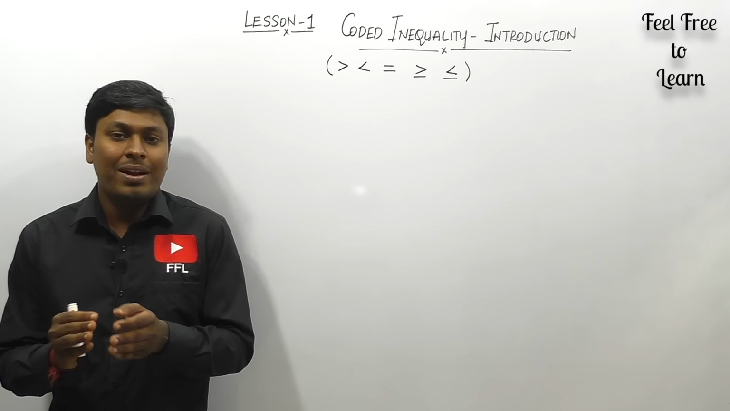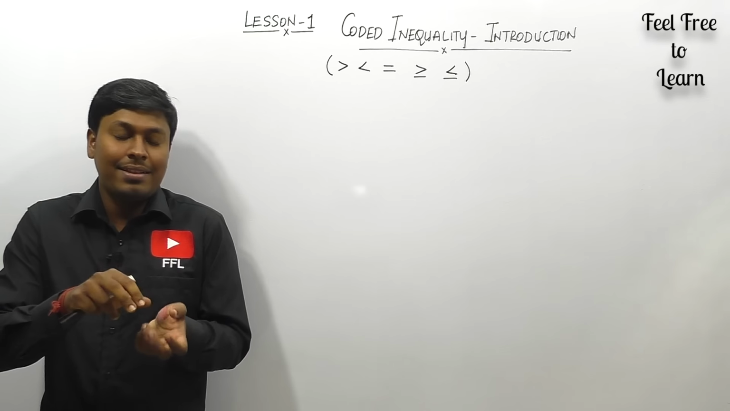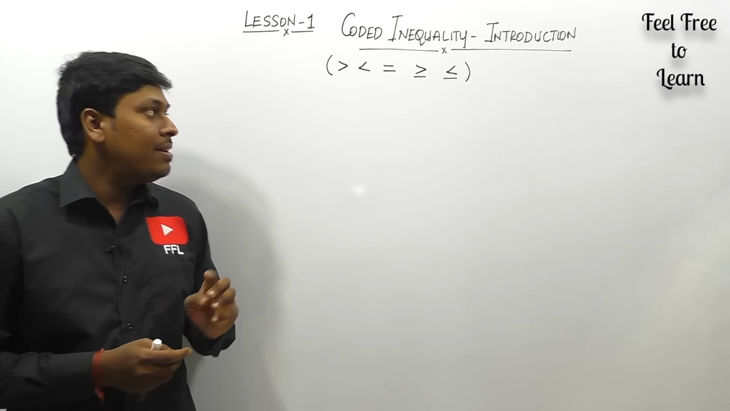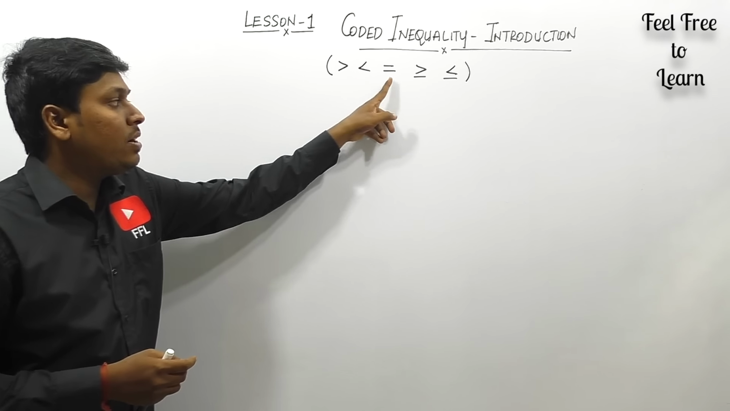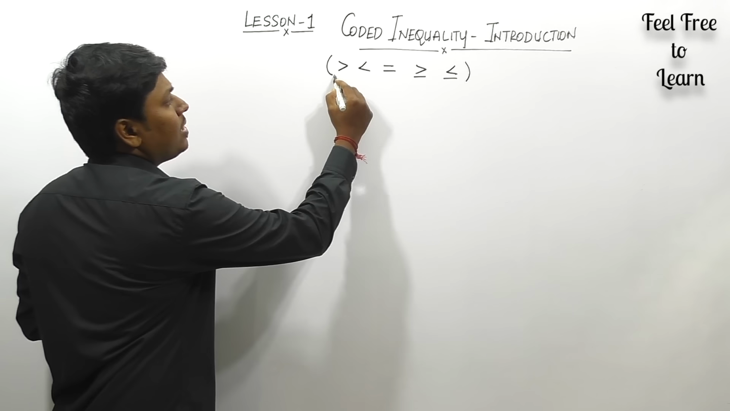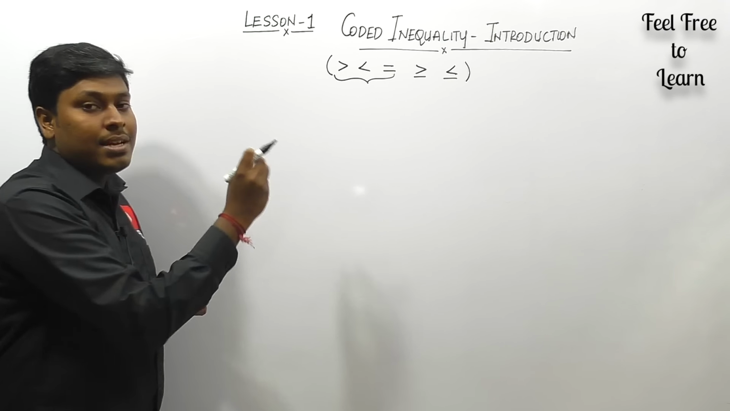Coded inequality is so simple. We only need to compare both the elements, whether it is greater than, less than, or equal to. It completely deals with only 5 symbols: greater than, less than, equal to, greater than or equal to, and less than or equal to. But most commonly they use only 3 symbols, the major symbols: greater than, less than, and equal to.